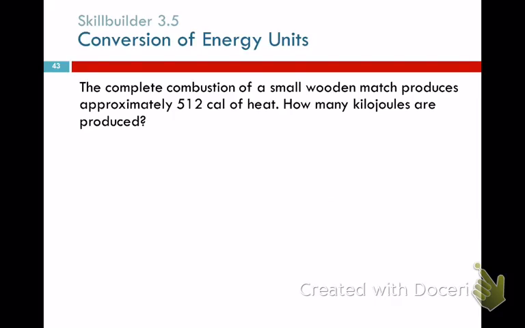So the complete combustion of a small wooden match produces 512 calories of heat. How many kilojoules are produced? Okay, so let's do this. I have 512 calories. I want to know kilojoules. What do I need to know? And you guys that are in the second lab, I'll go through all this stuff. If it's not familiar to you, I'll go through it with you. But I know from the previous page that one calorie is 4.184 joules.